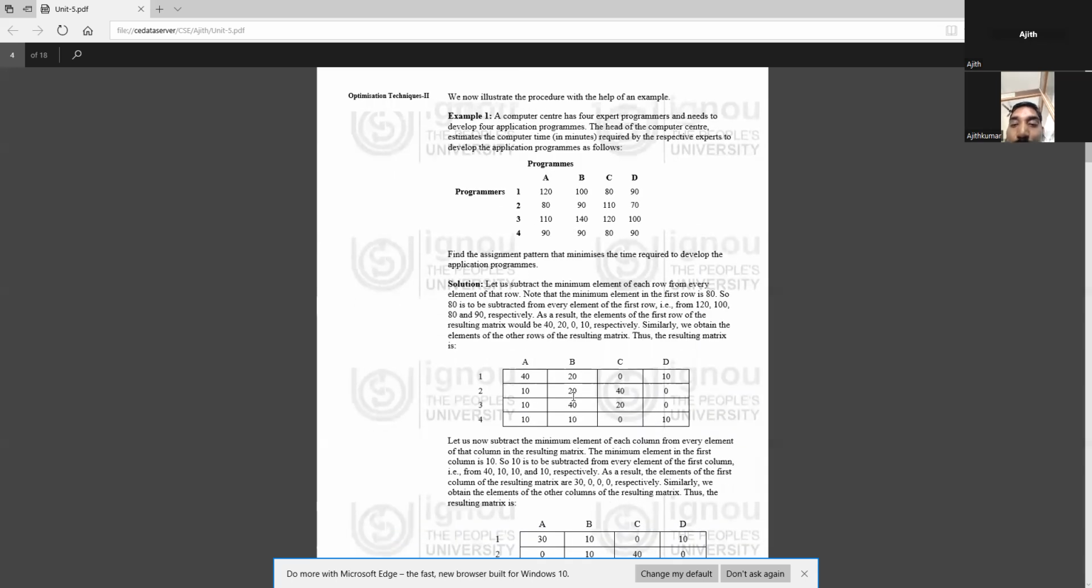So, example one. A computer center has 4 expert programmers and needs to develop 4 application programs. The head of the computer center estimates the computer time required by the respective experts to develop the application programs as follows.